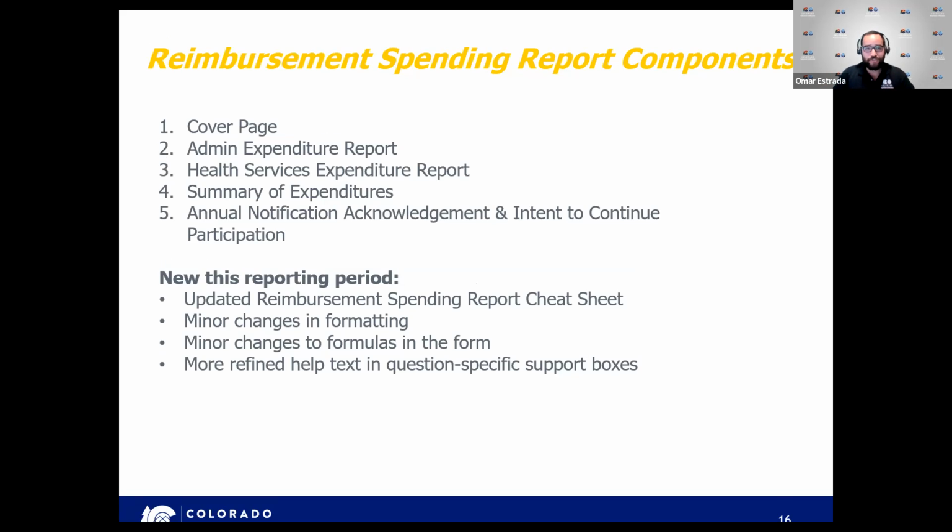Point number 3 is the health services expenditure report. This one here is the meat and potatoes. It's where most of those dollars are going to go. And it is also where you're going to be using those main and subcategories from the previous slide to just check off what you spend dollars in. And that's going to populate a report based on the spending that you do on that slide.